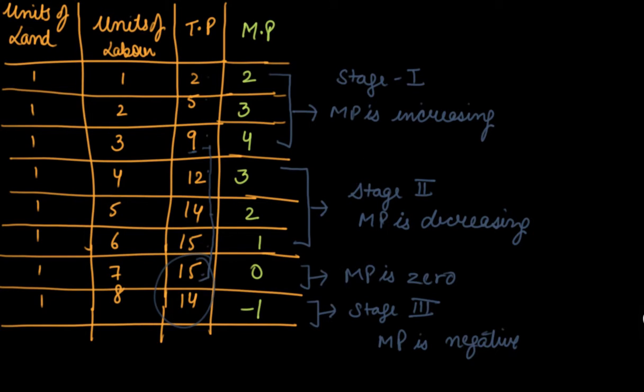So your stage 1 is increasing marginal product, your increasing return to a factor.